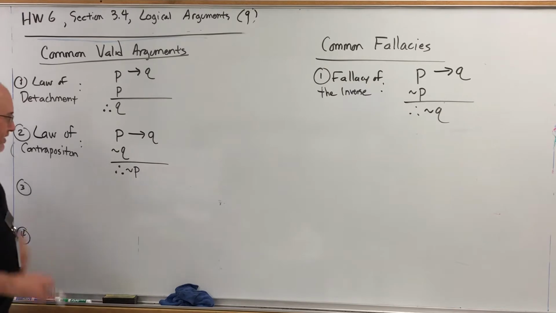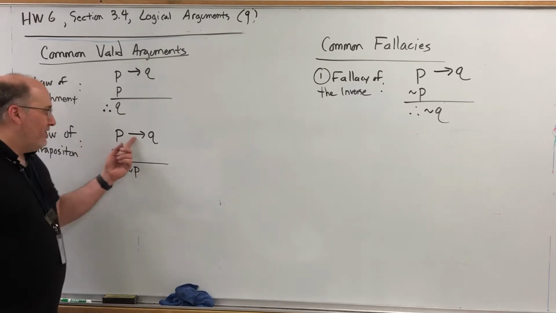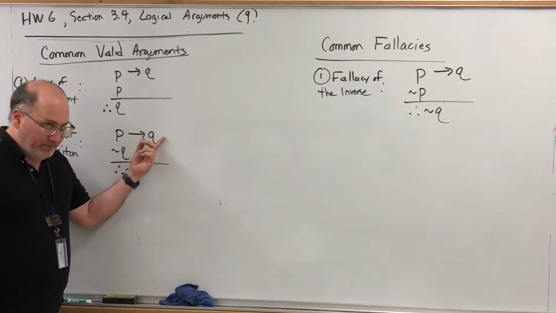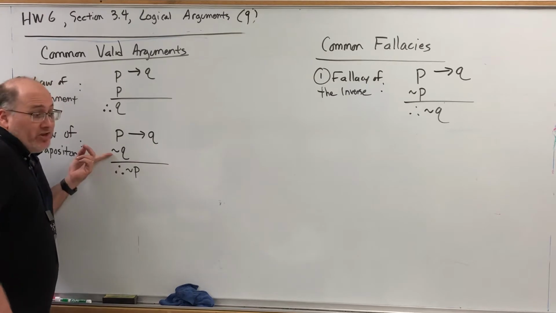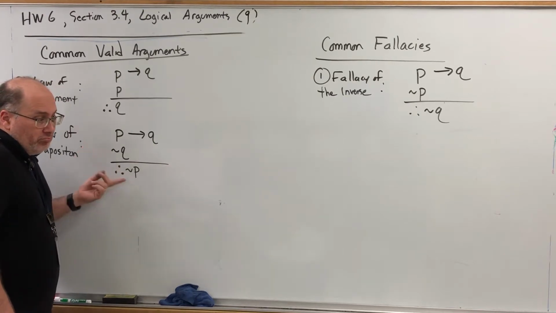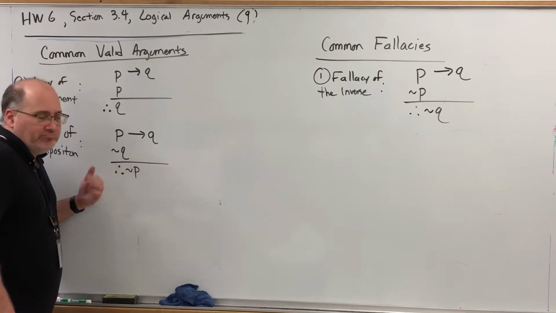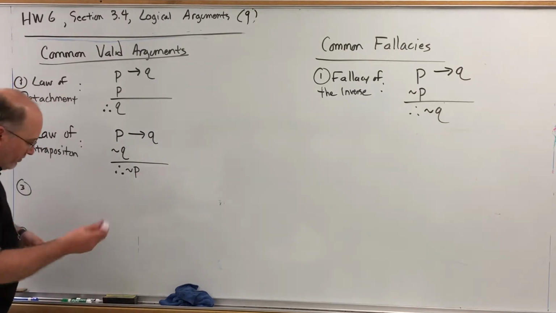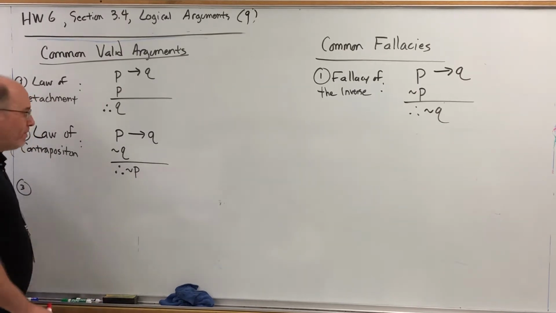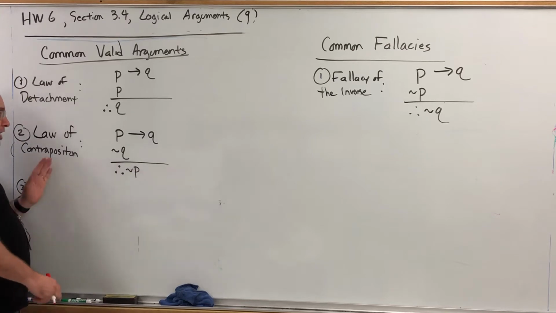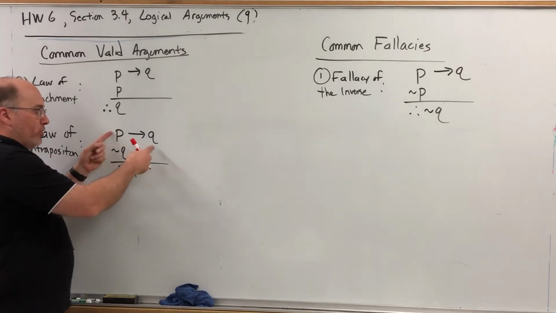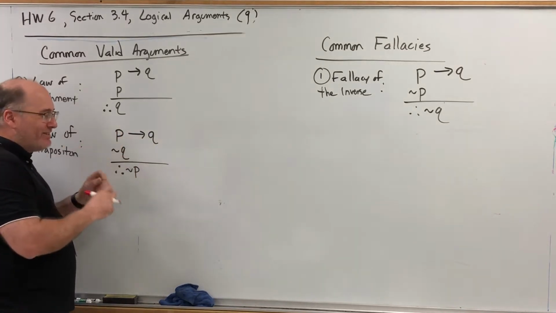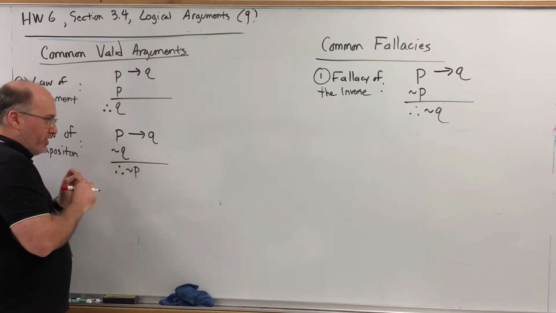For example, if it's raining outside, then I will carry an umbrella. I'm not carrying an umbrella, then I guess it's not raining outside. That sounds logical because it's a valid argument. The reason it's called the law of contraposition, and you don't need to know this, but it's just an FYI, is this. If you recall, the contrapositive of a conditional is where you both switch and negate the antecedent and the consequent.